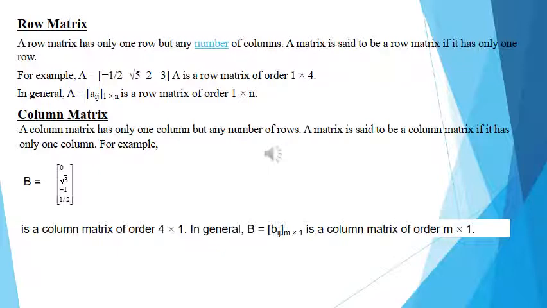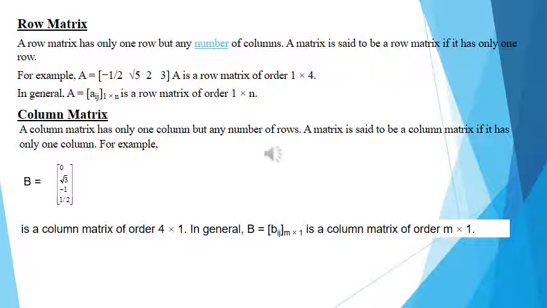And then the next one is going to be the column matrix. Similarly, like a row matrix, we represent a column matrix in only one column but any number of rows. A matrix is said to be a column matrix if it has only one column. For example, B is equal to 0, root 3, minus 1, 1 by 2. This is a column matrix of order 4 by 1.